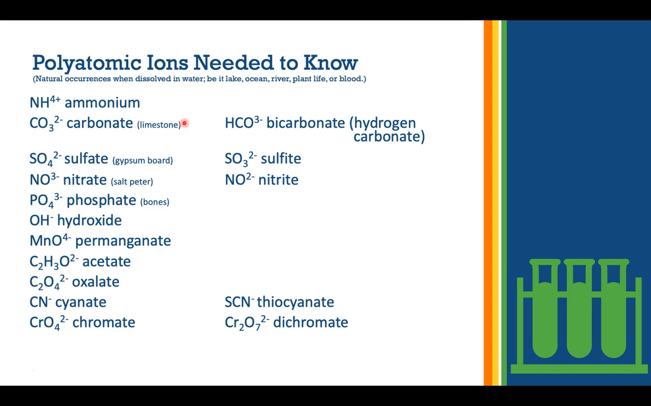In the parentheses to the right of these polyatomic ions are natural occurrences when dissolved in water, be it lake, ocean, river, plant life, or blood. So, for instance, the carbonate ion naturally occurs in limestone. The sulfate ion naturally occurs in gypsum board. The nitrate ion naturally occurs in saltpeter. The phosphate ion naturally occurs in bones. And the bicarbonate ion naturally occurs in hydrogen carbonate.